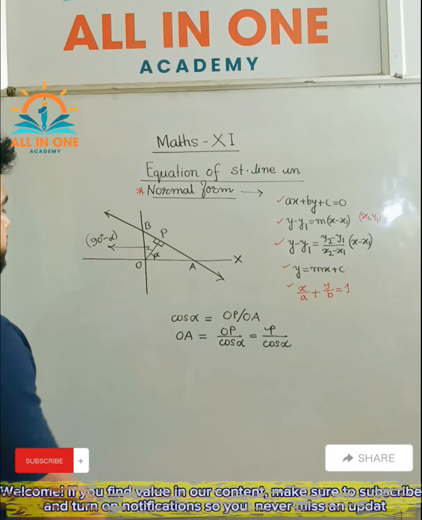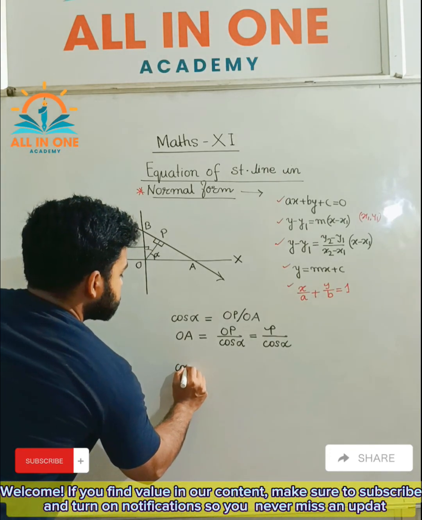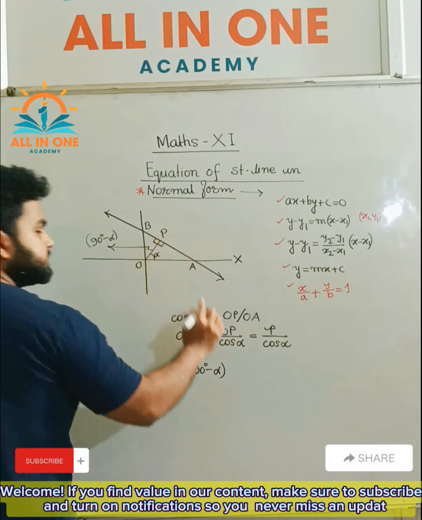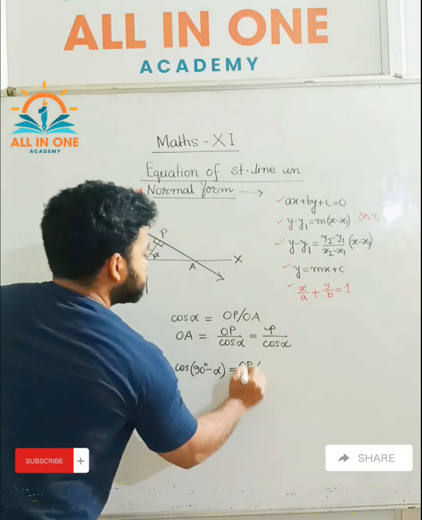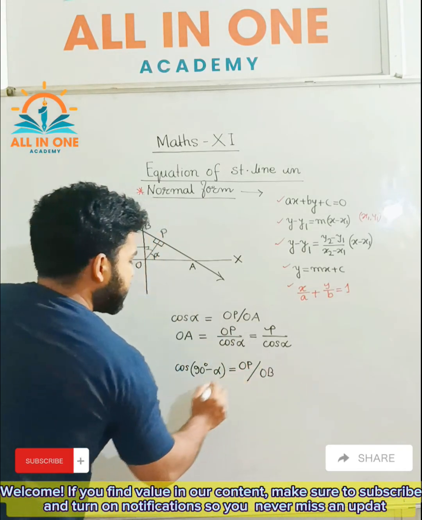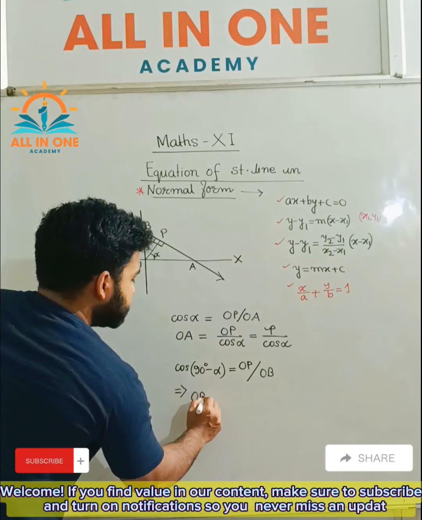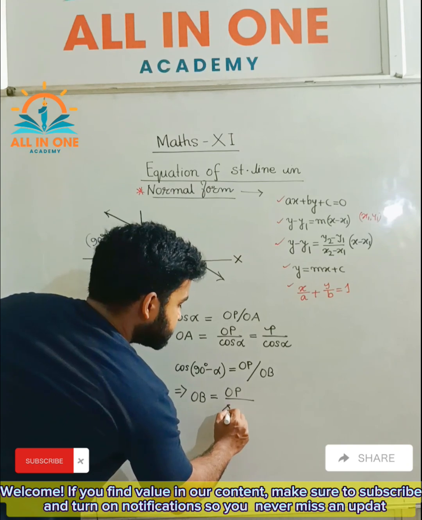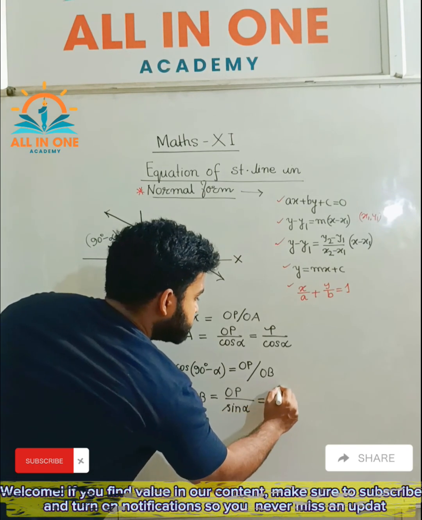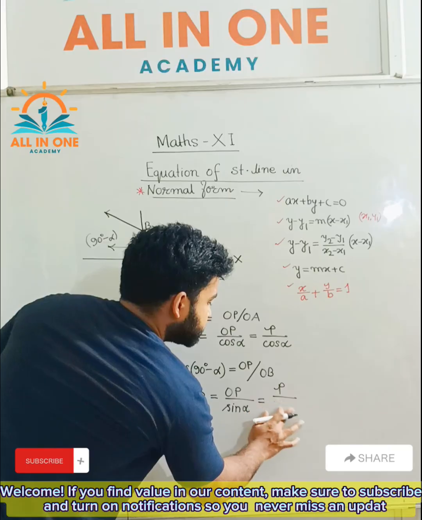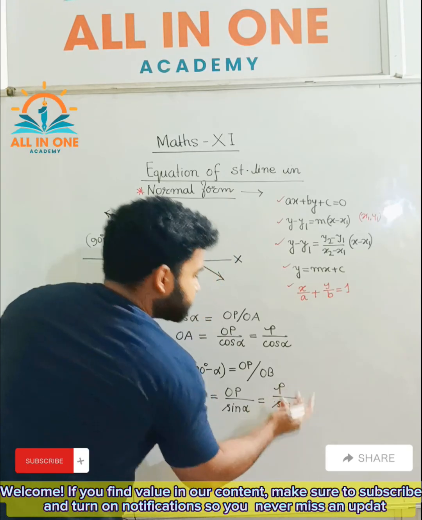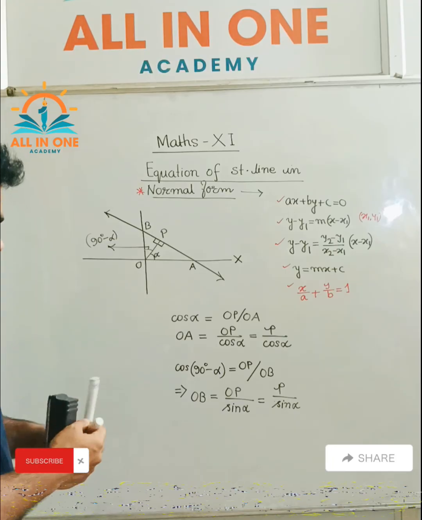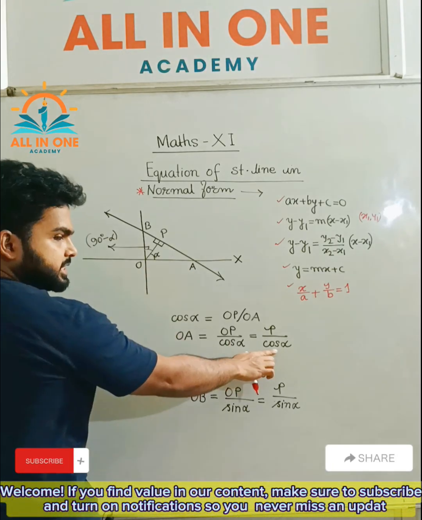So we can write cos of 90 degrees minus alpha. Cos 90 minus alpha gives base OP by hypotenuse, and the hypotenuse is OB. From this we can write OB equals OP by cos 90 minus alpha, which is sin alpha. So this becomes sin alpha, and in place of OP we can write p, because OP was p, which is already known to us. Now we can observe an interesting thing: this length OA is p by cos alpha.